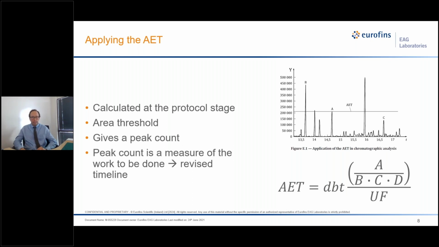This is really important. It gives us a peak count. And a peak count is a measure of the work to be done on the project from here to the completion of that chemical characterization report. So this is the point where we can revise the timeline and where things get to be really accurate. Now, I don't want to suggest to anyone that there's no way to predict how long the study will take prior to this. It's just that this is the point where it really firms up.